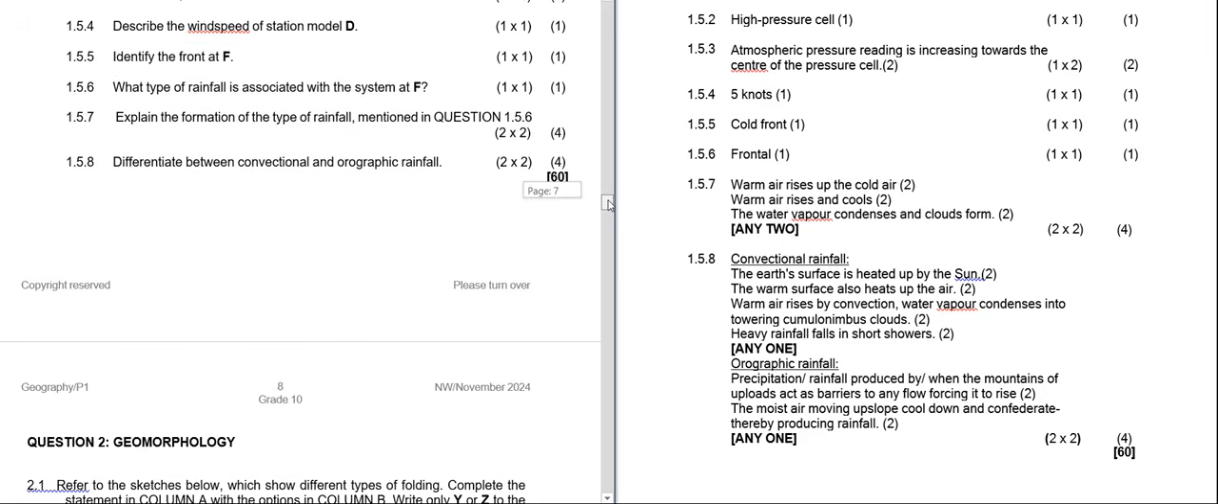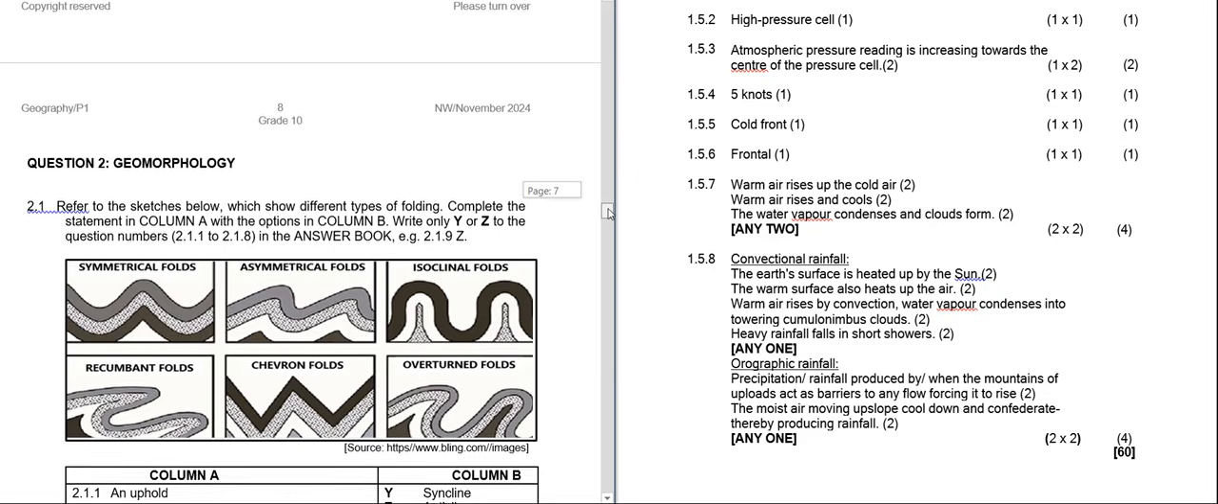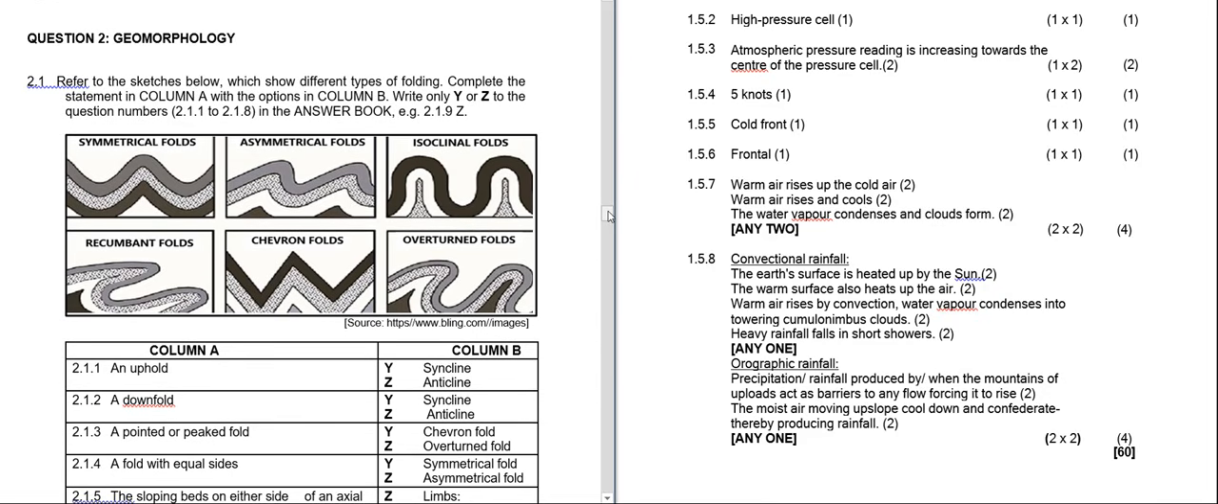So moving on to the next part, which is now our question 2. Question 2 is on geomorphology. You have to refer to the sketches below, which show different types of folding. Complete the statement in column A with the options in column B. Write only Y or Z next to the question number.